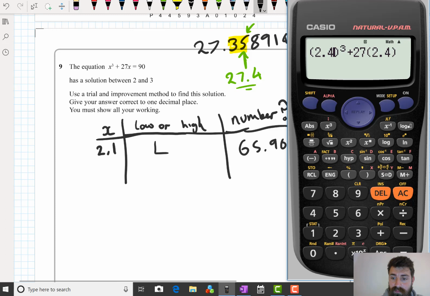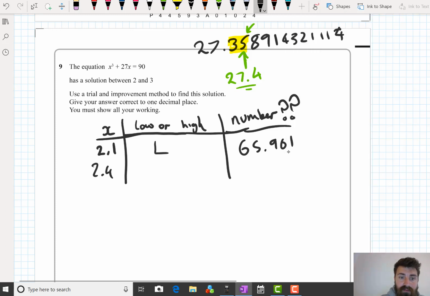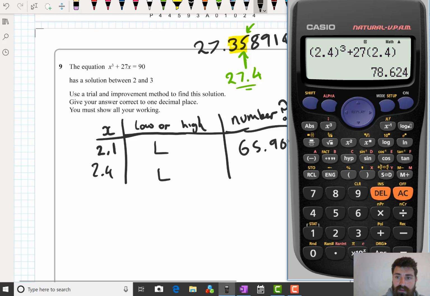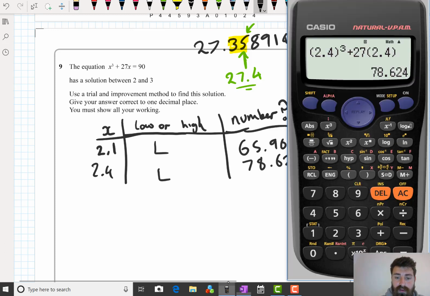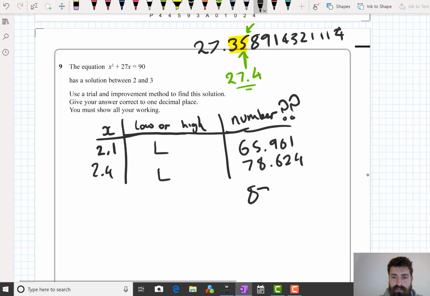It is still too low. 2.4 is still too low. It's 78.624. I'm going even higher. I'm going for 2.6. Oh, I've just done it again. Answer equals. Press back up. Sorry, it's been a long day. 2.6. 87.776. Now that is getting super close.